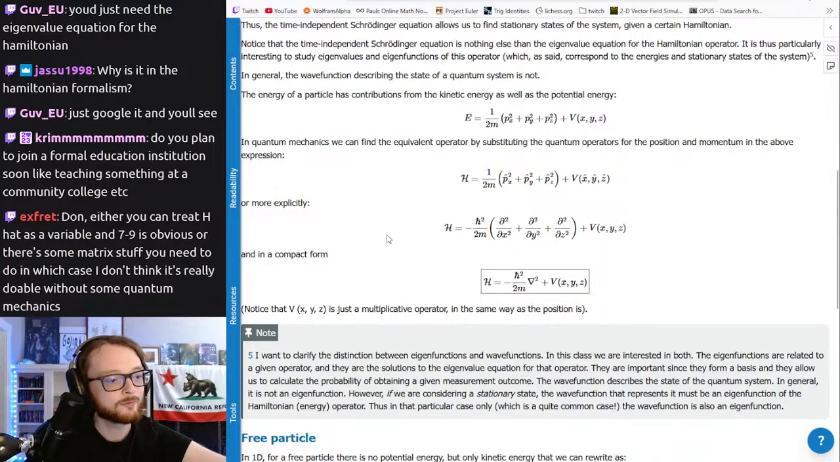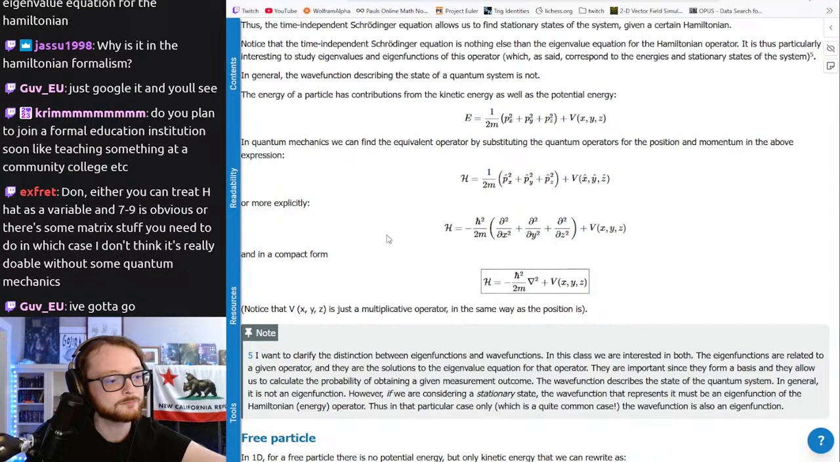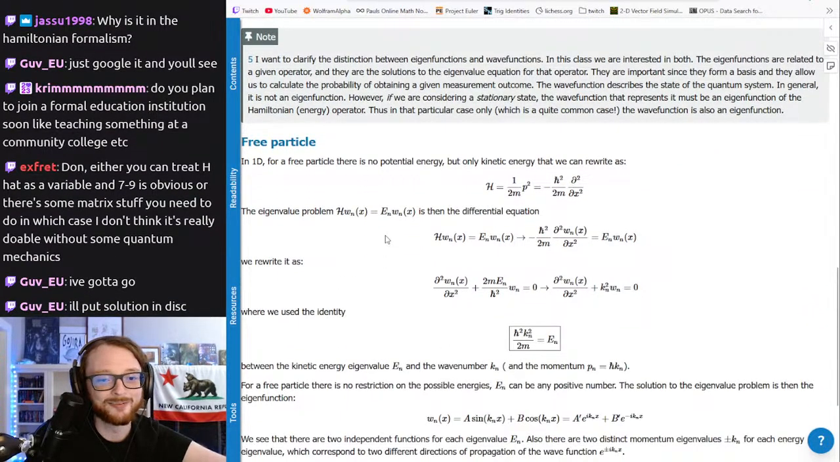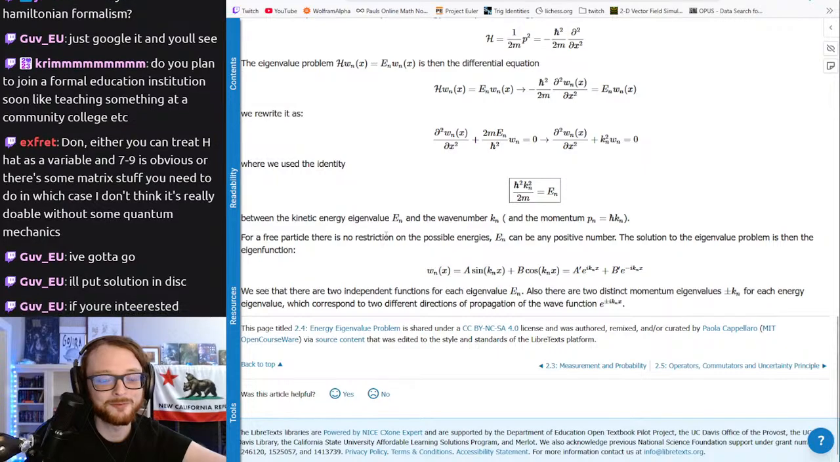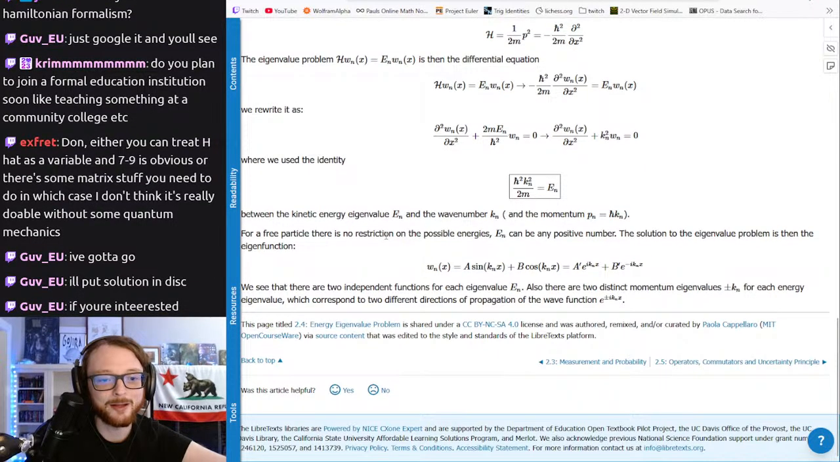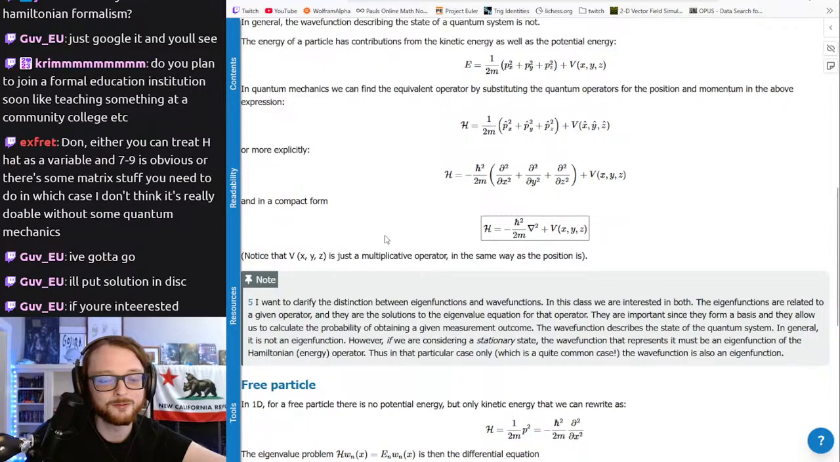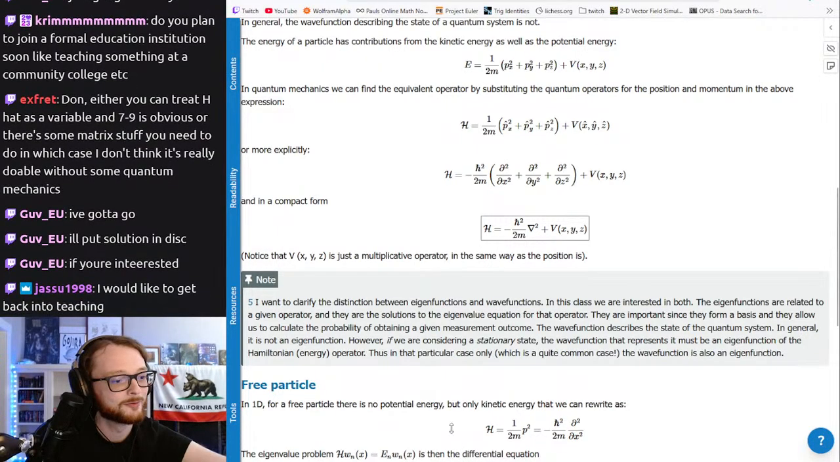H hat is variable 7 to 9, it's obvious. You gotta go, Gov? All right. Sounds good. Yeah, I'm sorry. I sort of know the first thing about this, but I also don't know the first thing about this. I think the linear algebra concepts are familiar to me, but the context that we're using them in is completely foreign to me.